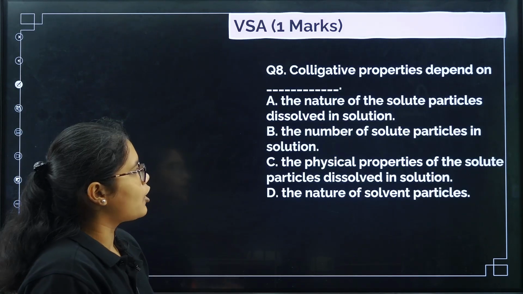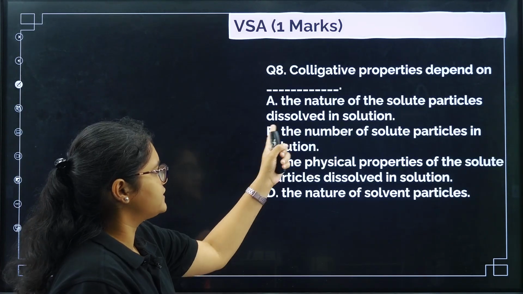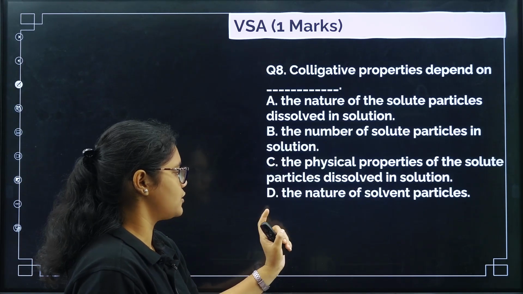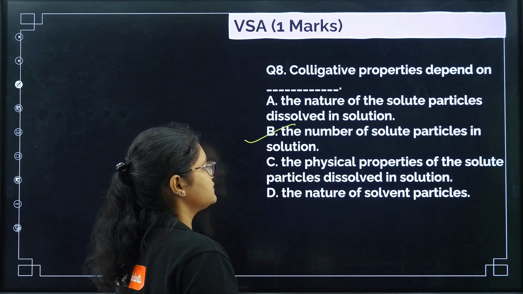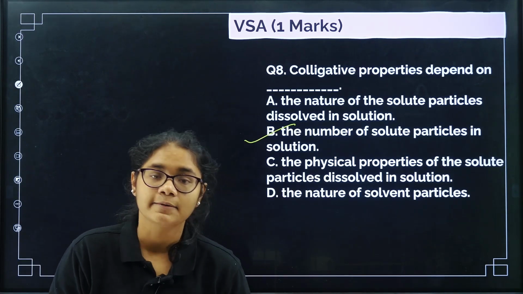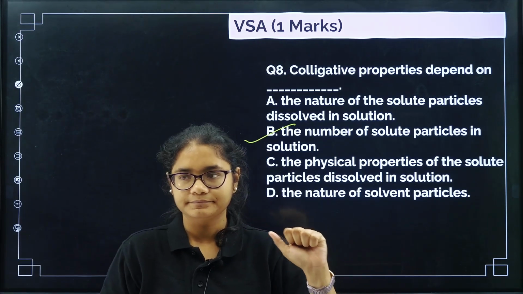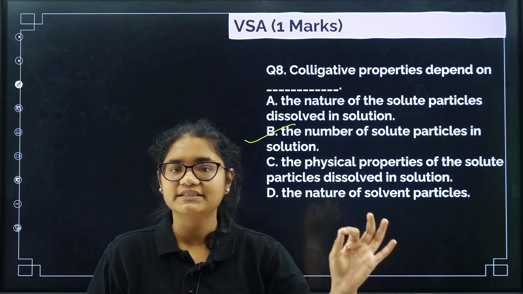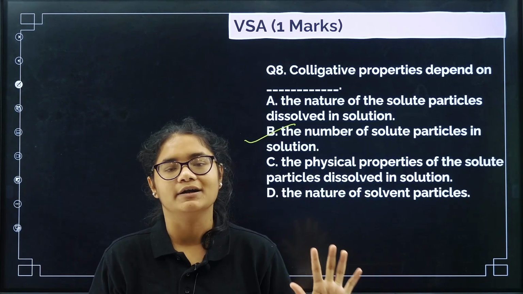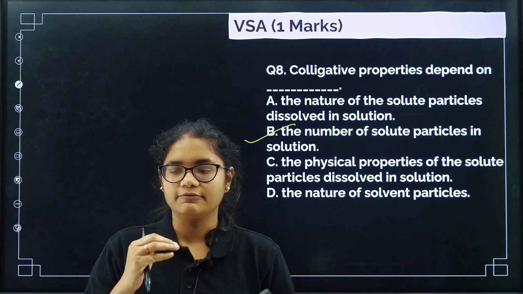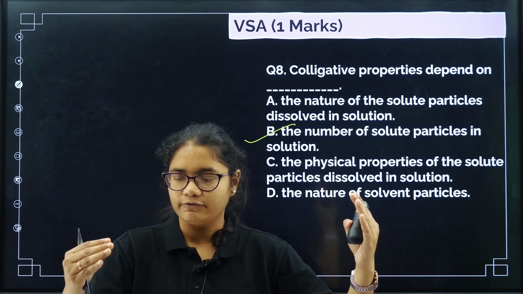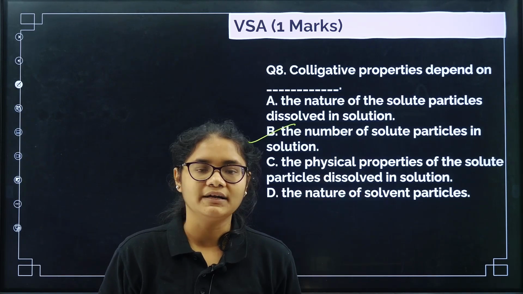Okay, now colligative properties depend on the nature of the solute particles, the number of solute particles, physical properties of the solute, nature of the solvent. It is the number of the solute particles, right? That is the definition of colligative properties. Those properties of the solvent which are affected by the amount of solute added are called colligative properties. Means if you add more solute, the colligative property will increase. If you add less solute, the colligative property will decrease.